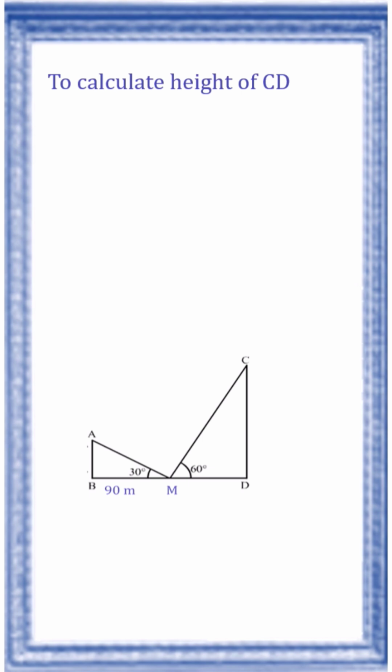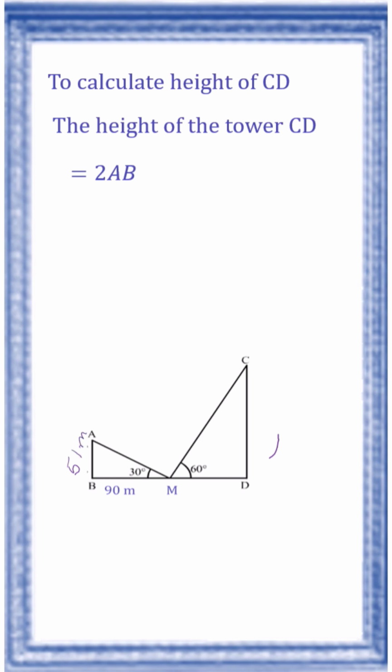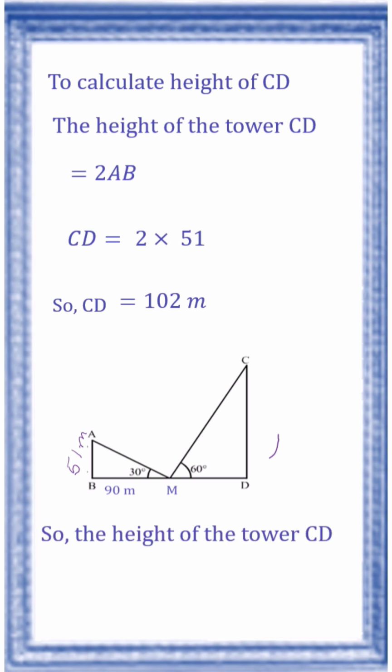Now let us calculate the height of the tower CD. Height of the tower CD is equal to 2 into AB. We know the height of the tower AB. What is it? 51 meter. So CD is equal to 2 into 51. That is equal to 102 meter. So the height of the tower CD is equal to 102 meter.